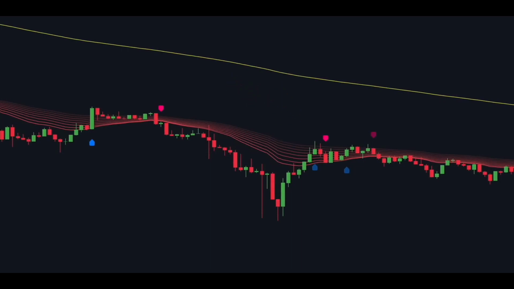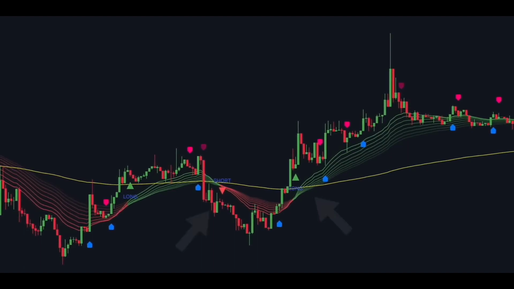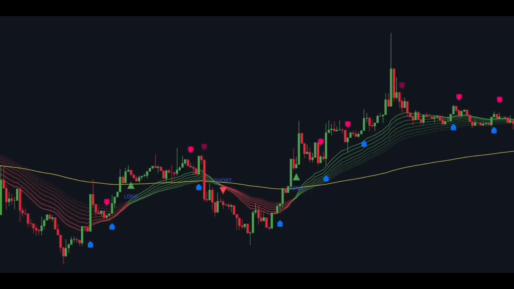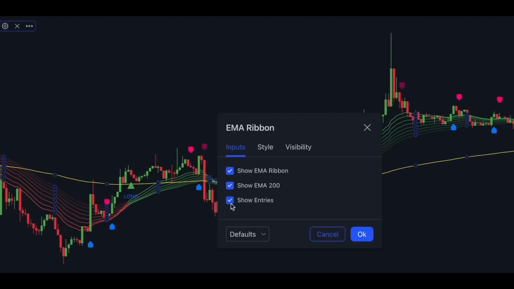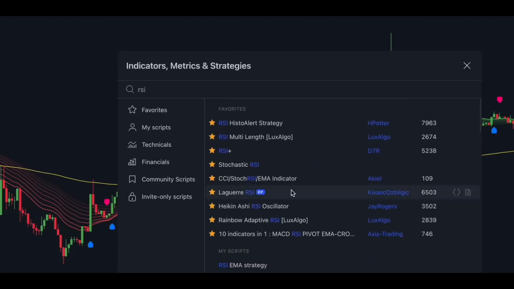The EMA ribbon will help us identify potential buy or sell signals based on the direction of the trend and the location of the price relative to the moving averages. As we can see, this EMA ribbon indicator comes with buy and sell signals. Since we already have a buy and sell indicator on a chart, which is the machine learning, let's actually disable those EMA ribbon signals. If we take a look at the chart, we can see that this indicator does filter out a lot of fake signals, but there are still some left. That's why ChatGPT suggested using the relative strength index as secondary confirmation.